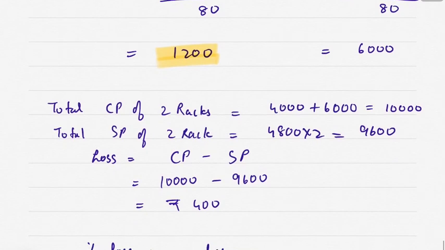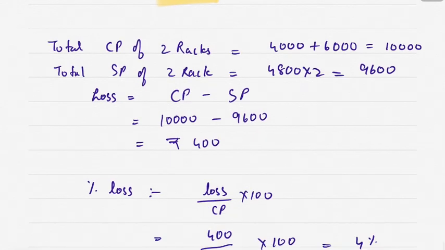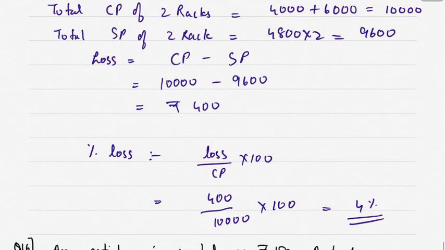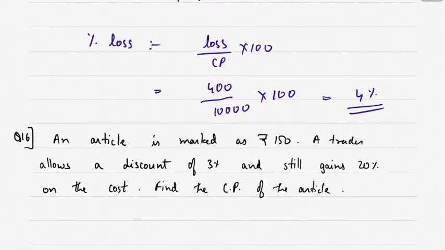Now when you know the cost price of both the racks, total it. Selling price of both the racks, total it. So loss would be cost price minus selling price, which is 400. So you know the loss amount, you can calculate percentage loss.